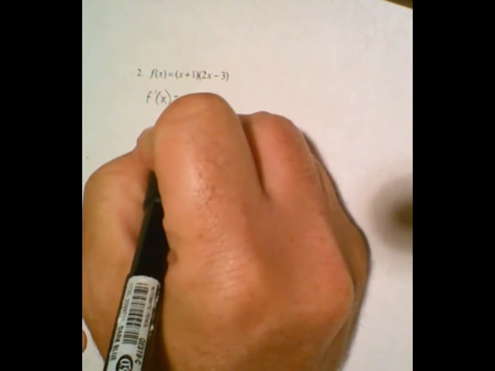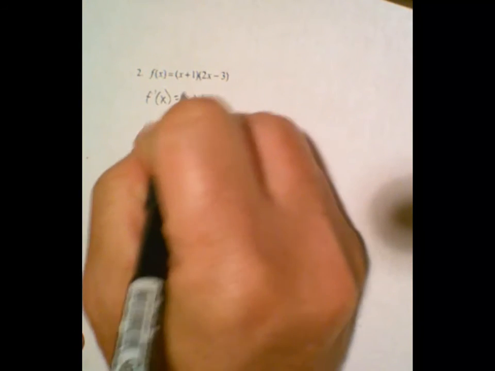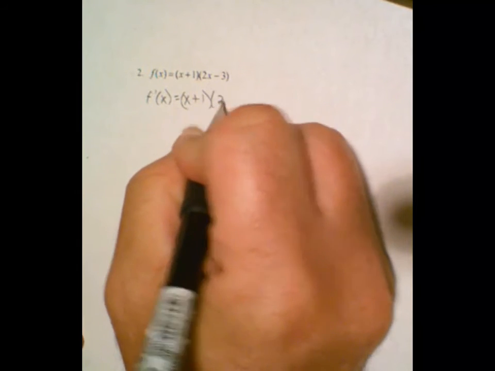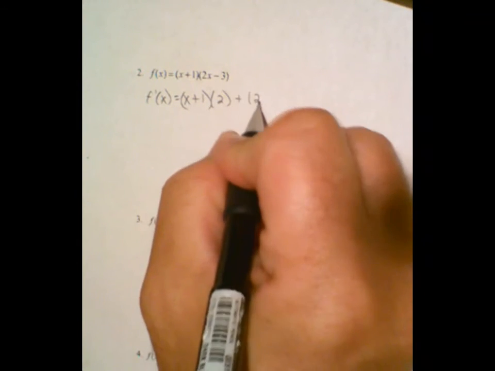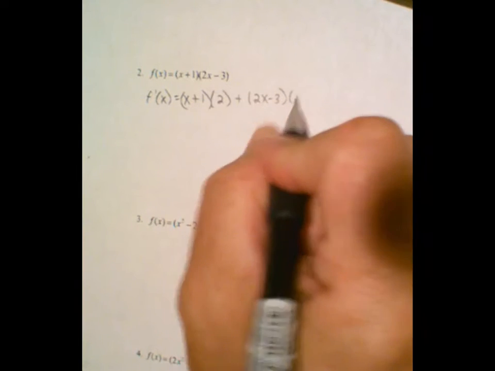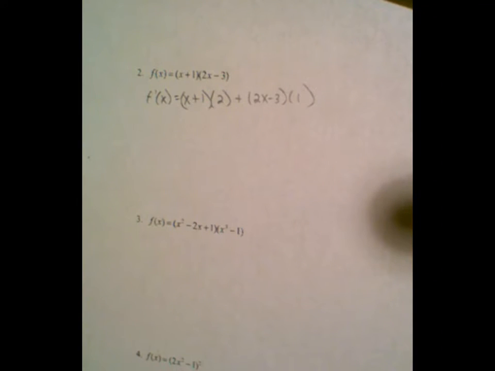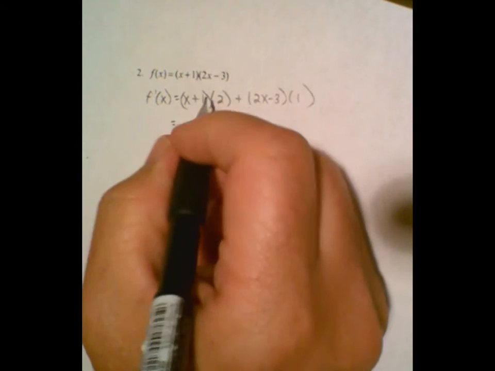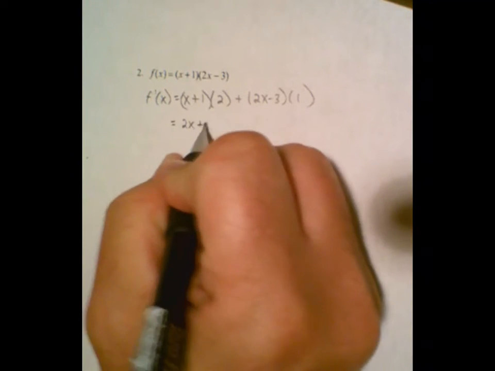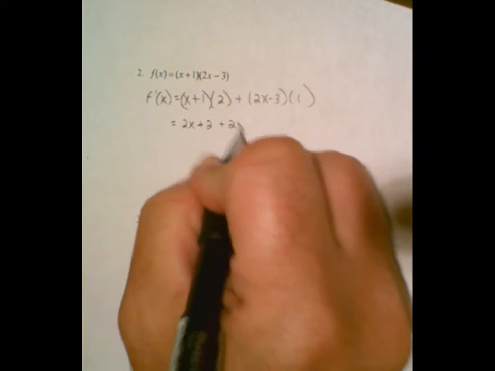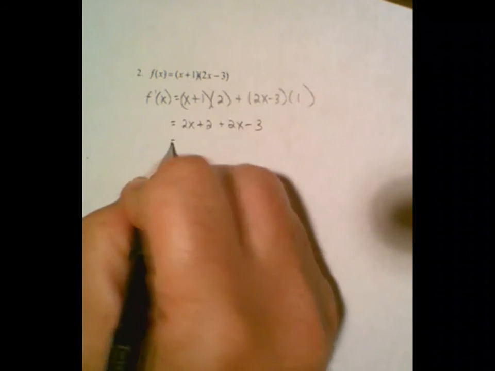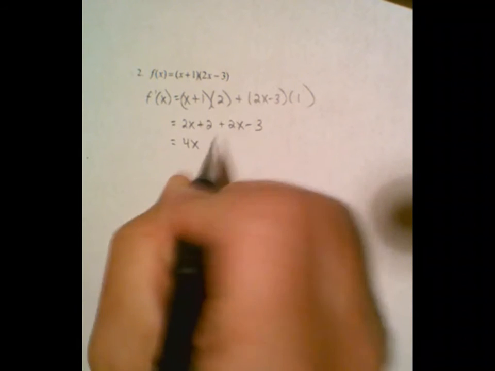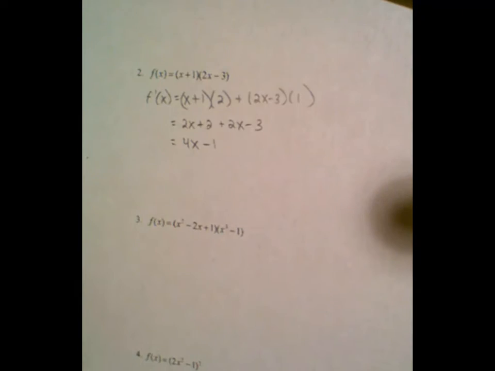Okay, I'm going to do the first times the derivative of the second, which is just 2, plus the second times the derivative of the first, which is just 1. And then I'm going to distribute the 2 and get 2x plus 2 plus 2x minus 3. 2x plus 2x is 4x plus 2 and minus 3 is minus 1. So 4x minus 1 is the derivative of f, okay?